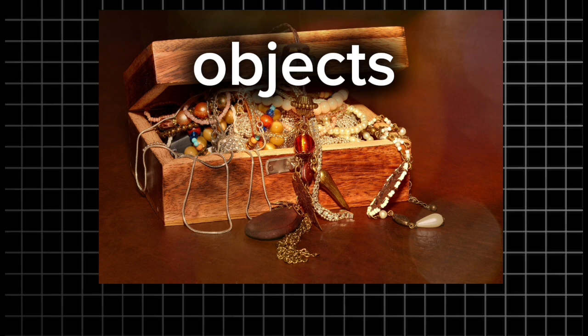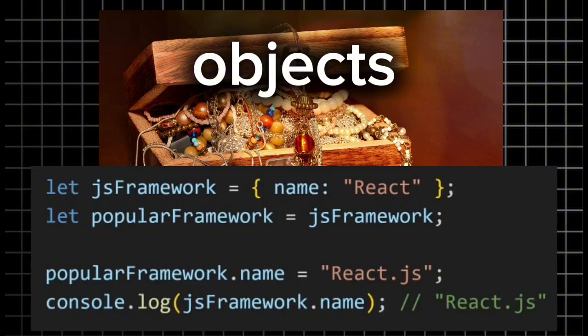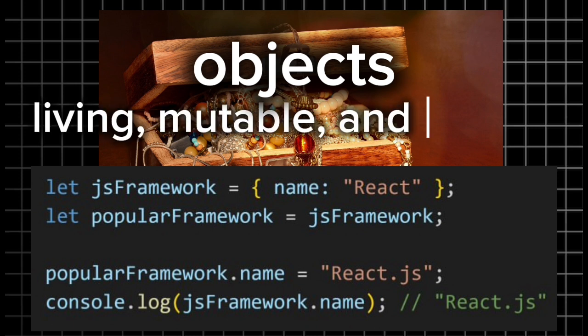Each key is a label, each value is a treasure. Objects are reference types. This is the secret that makes them powerful. Here's the magic and danger of objects in JavaScript. What's happening is JS framework and popular framework point to the same object. Change the content through one, and the other sees the update instantly. This is what makes objects living, mutable, and shared in JavaScript.